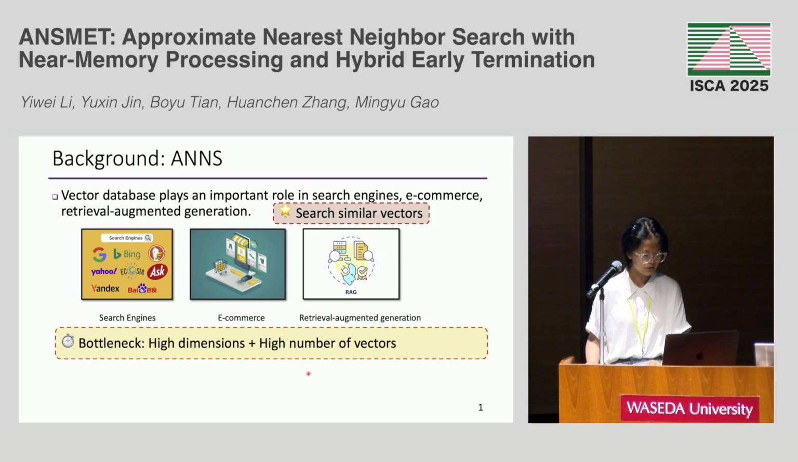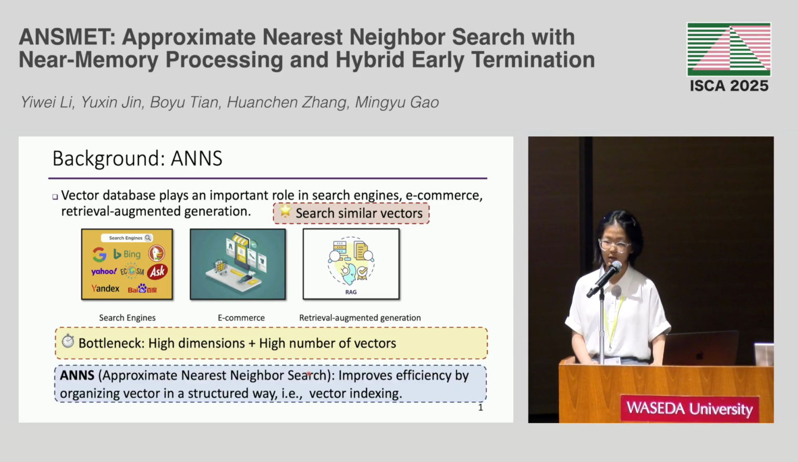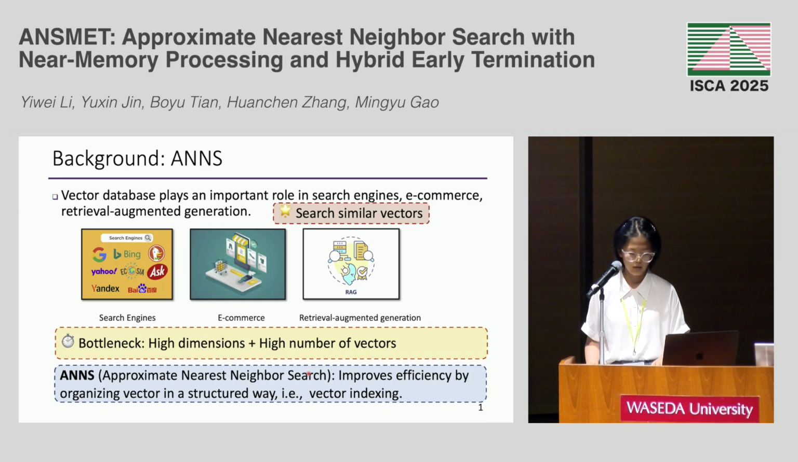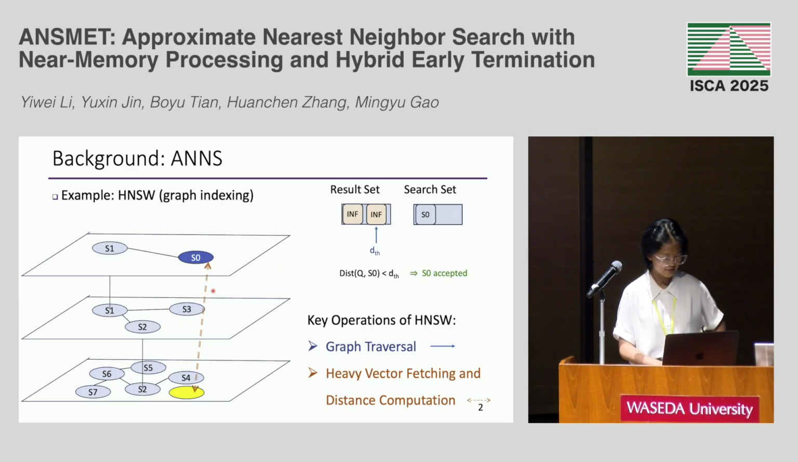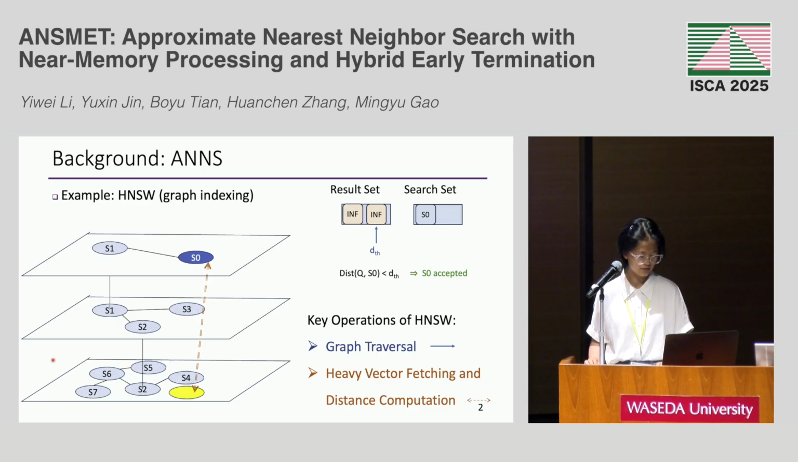However, because current vector databases have a high volume of vectors and high dimensions, the efficiency of vector searching can be quite low. So here comes ANS, Approximate Nearest Neighbor Search, which improves efficiency by organizing the vectors in a structured way, like vector indexing. Take HNSW as an example. It's a graph-based indexing algorithm widely used in ANS. It's called hierarchical navigable small worlds.